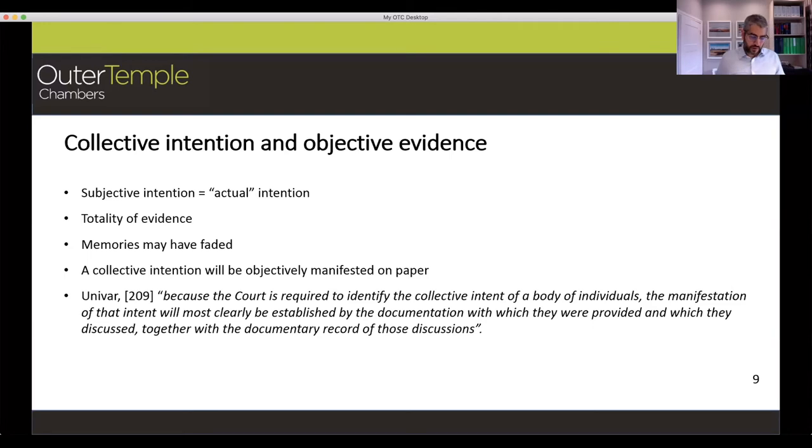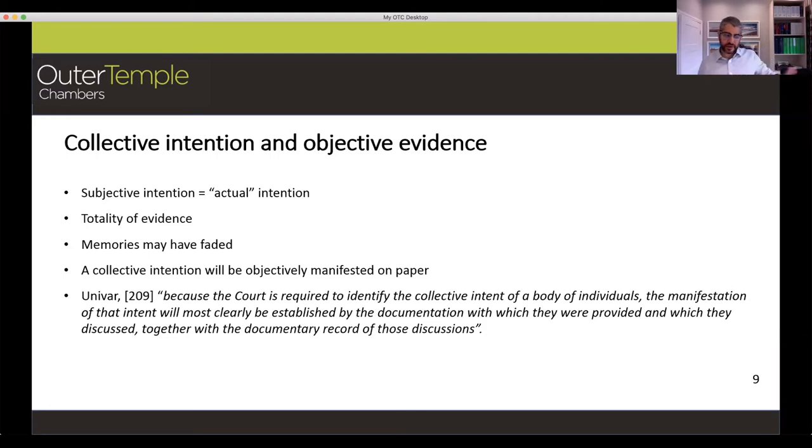In Univar, there was quite a bit of cross-examination of the trustees as to what they thought they were doing when they executed the particular deed in question. And some of the trustees, not all, but some gave quite helpful evidence to the Rep Ben's case.